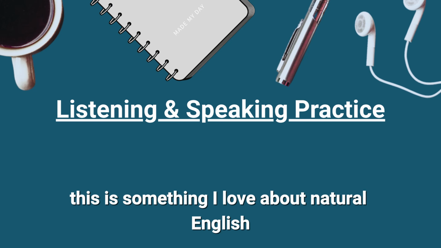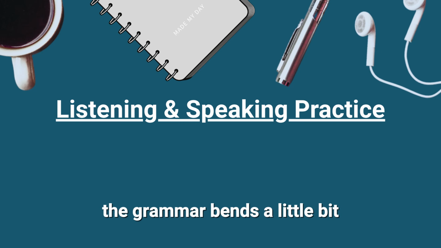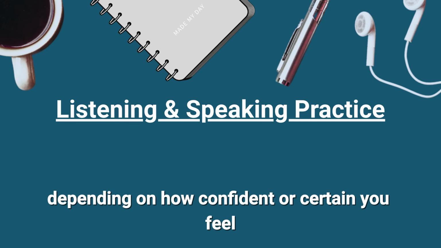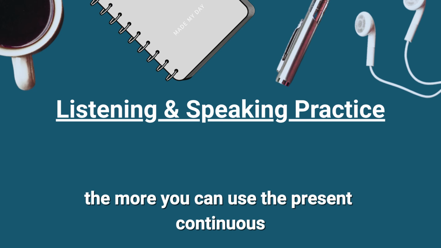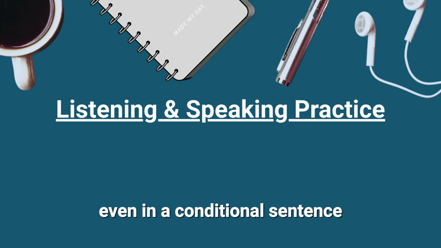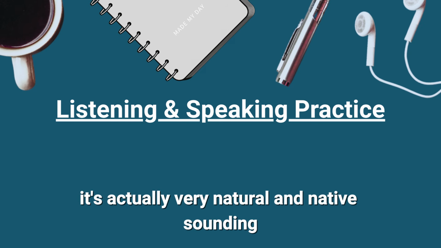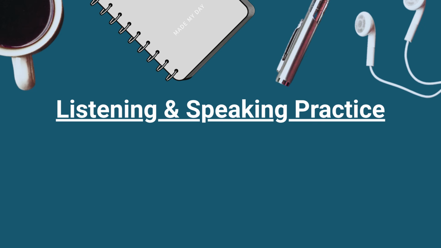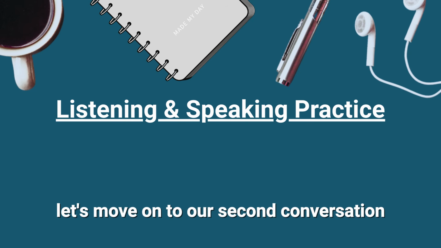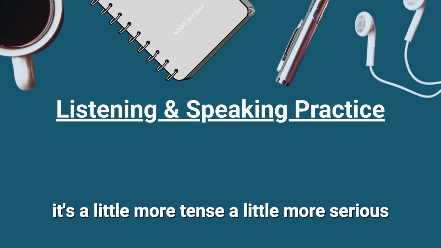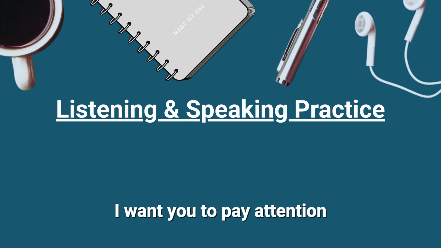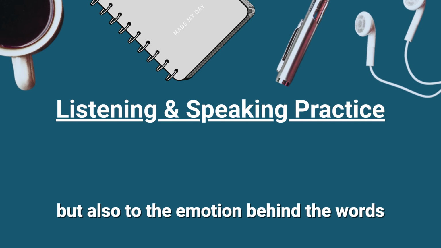This is something I love about natural English. The grammar bends a little bit, depending on how confident or certain you feel. The more certain you are about something, the more you can use the present continuous, even in a conditional sentence. It's not wrong. It's actually very natural and native sounding. Let's move on to our second conversation. This one is a bit different in tone. It's a little more tense, a little more serious. I want you to pay attention not just to the grammar structure, but also to the emotion behind the words.